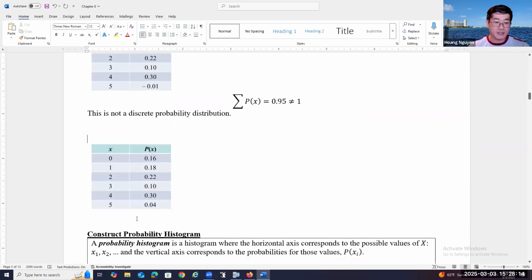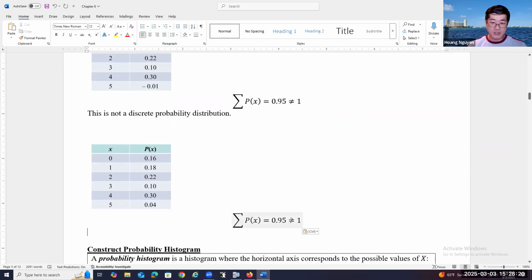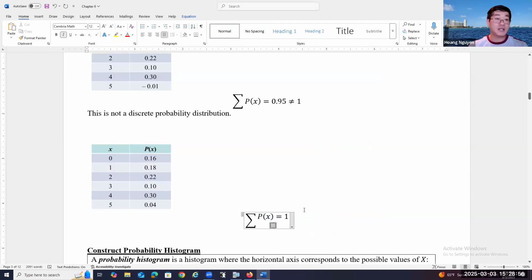Now, how about the third table then? Okay, so let's double check the first condition. Let's see if the total equals 1. Let's add them up first. So 0.16 plus 0.18 plus 0.22 plus 0.10 plus 0.30 plus 0.04. Okay, so the total is exactly equal to 1. That's good. The first condition is true.